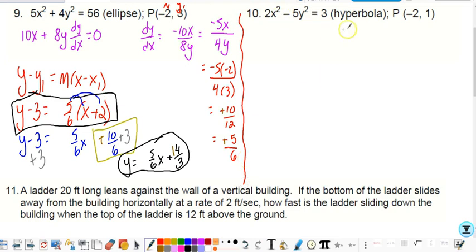All right, let's repeat that again for a hyperbola. This is a hyperbola because of the subtraction between the terms.